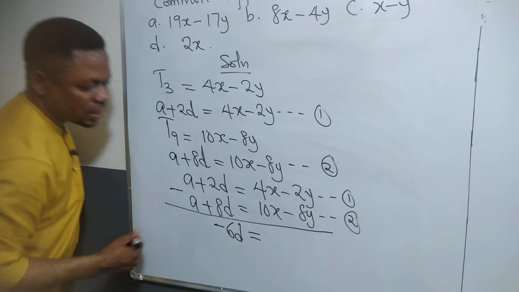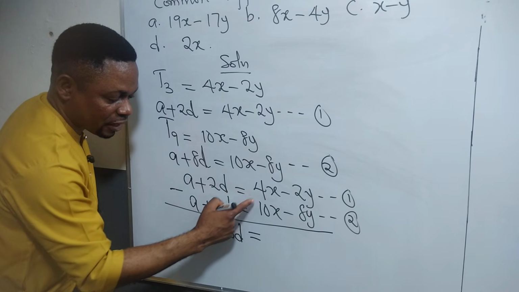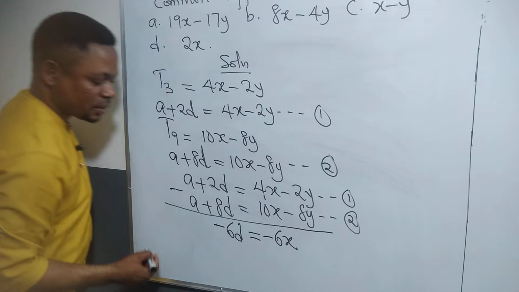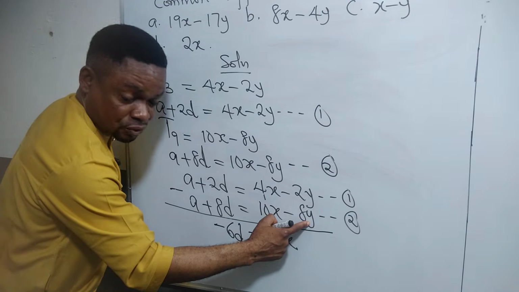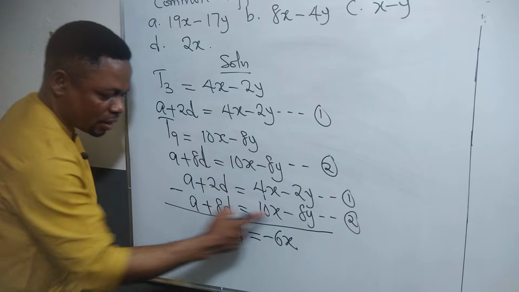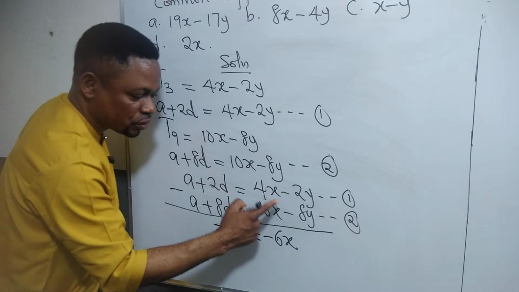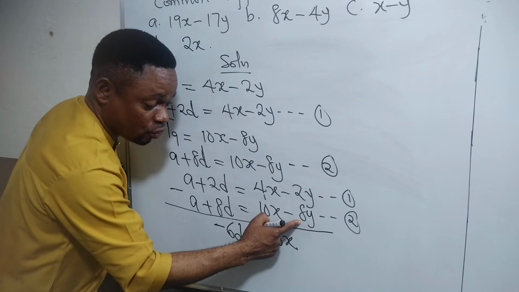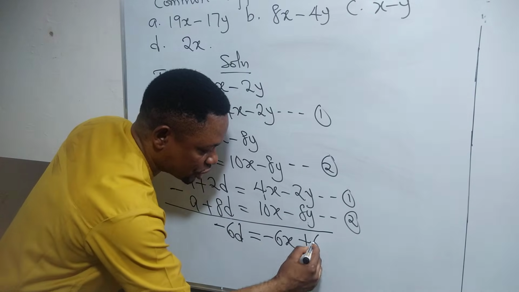Are you with me now? Then let's move to the right. This is 4x minus 10x. I repeat, 4x minus 10x will give us minus 6x. Now this last one is minus 2y minus 8y. I take it again, minus 2y minus minus 8y. And you should observe that minus times minus will give you plus. So minus 2y plus 8y will give us plus 6y.